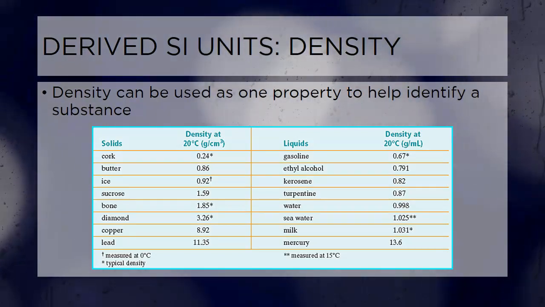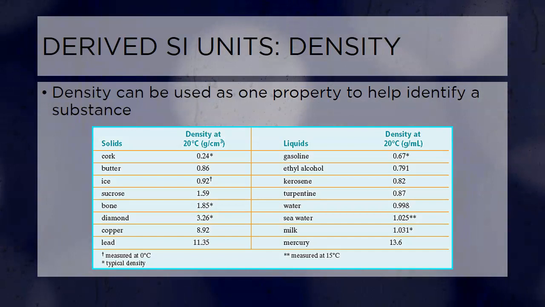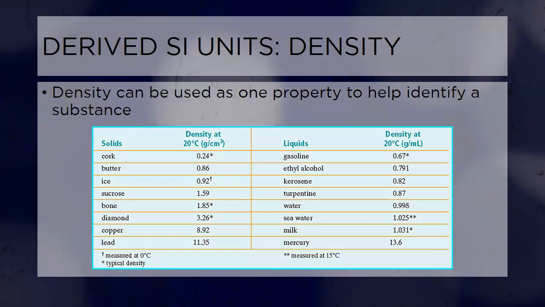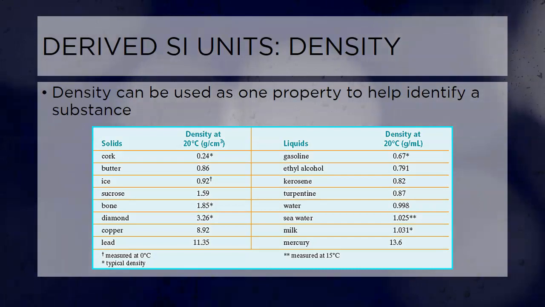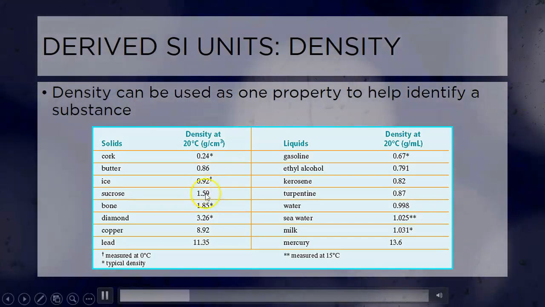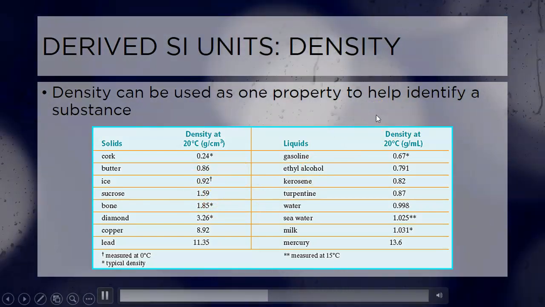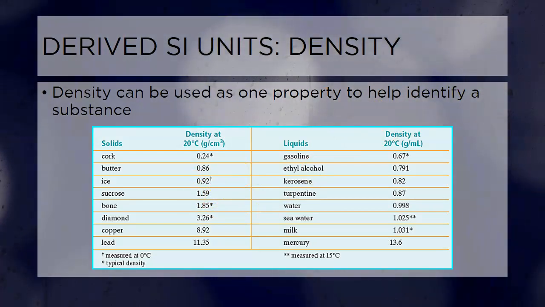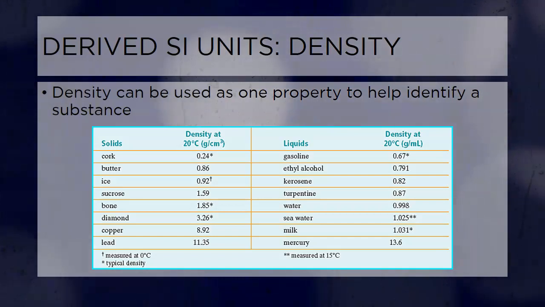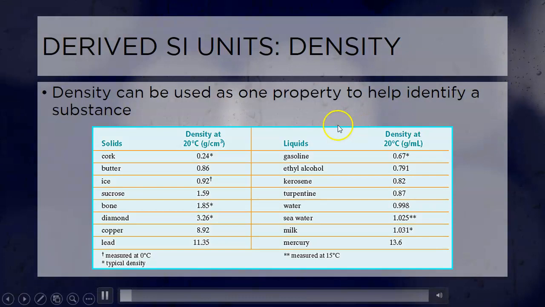For instance, I might have a clear liquid that has a density of 1.59, but I'm not just going to assume it's sucrose because it has that density. I'm going to look at other physical properties as well. I'll think, I know sucrose is a white solid, so am I sure that this clear liquid is sucrose? It's probably a solution of something else.